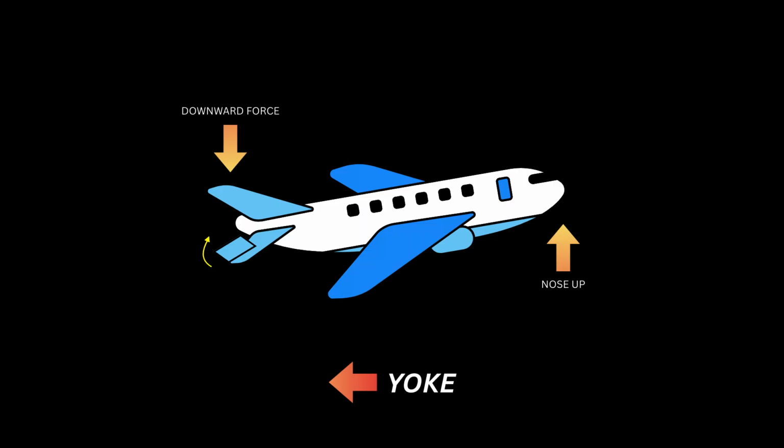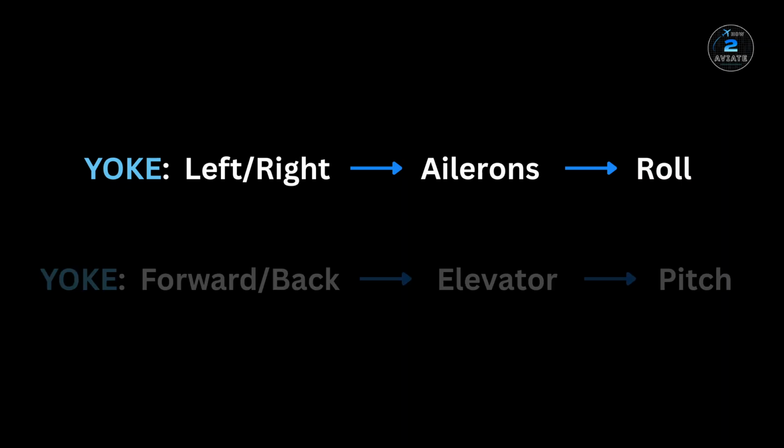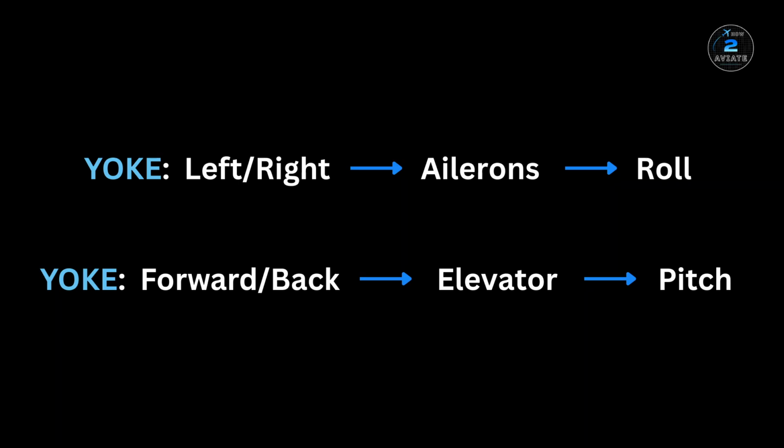So just to make sure you're good on this, turning the yoke left or right will control the ailerons and therefore roll. Pushing the yoke forward or pulling it back will control the elevators and therefore pitch. Be sure you know the difference.